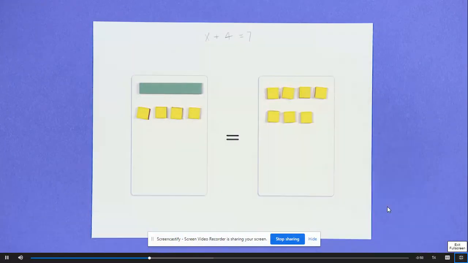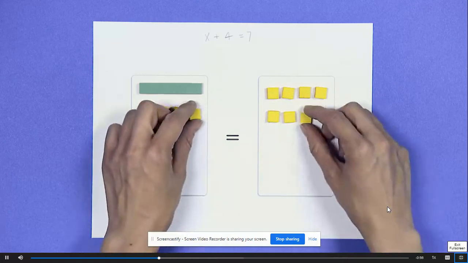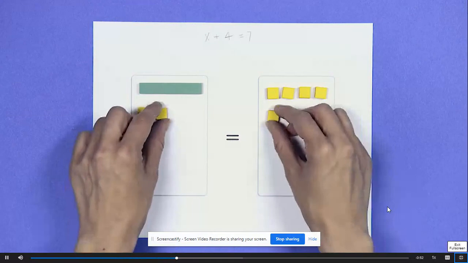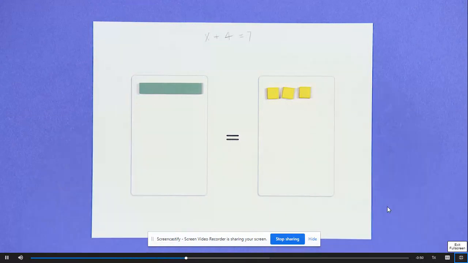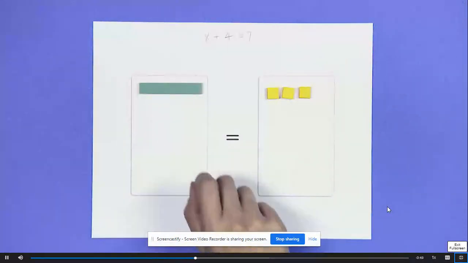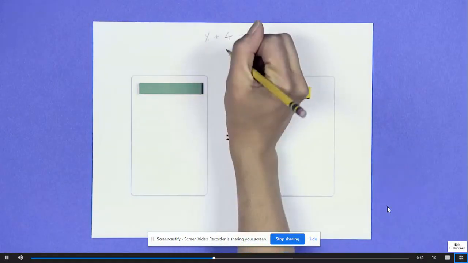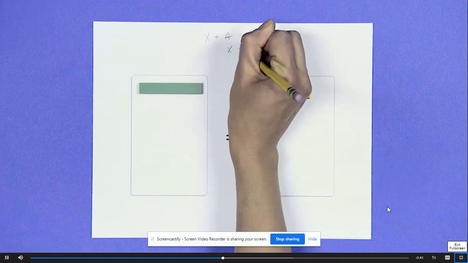To isolate the variable, or the x tiles, remove the same number of 1 tiles from each side of the mat until the x tile is by itself. There are 3 1 tiles remaining on the right side. So, x equals 3.